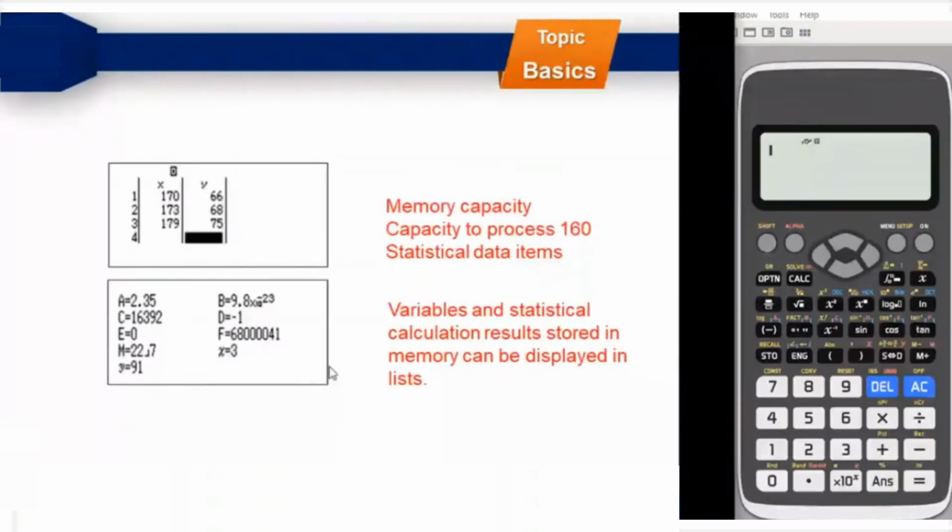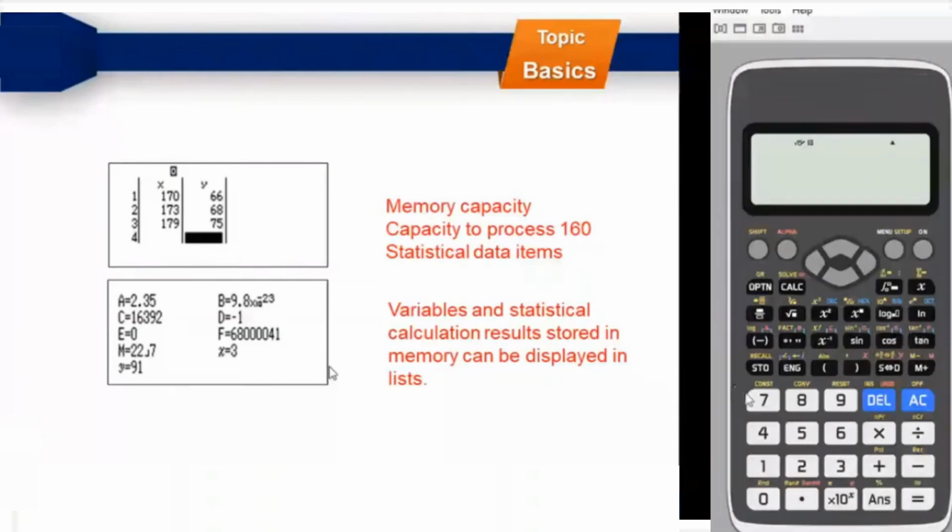Plus variables and statistical calculations, results stored in the memory can be displayed. Please remember, we can store values in the alphabets that are given in the calculator. And if you see, we have A, B, C, D, E, F, X, Y, and M. If I wish to store values, I'll press the value that I want to store. I want to store 9. I will press this STO button, which means store.